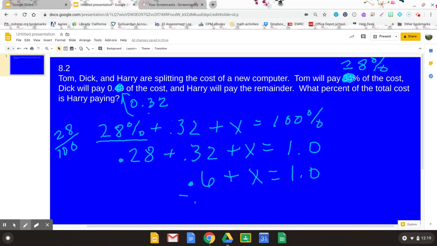I'm going to subtract 0.6 from both sides. So X is equal to 0.4, which is equal to 4 out of 10, or 40 out of 100, which equals 40%.